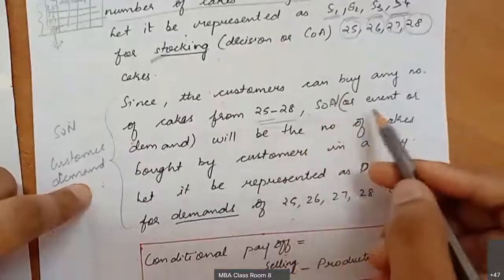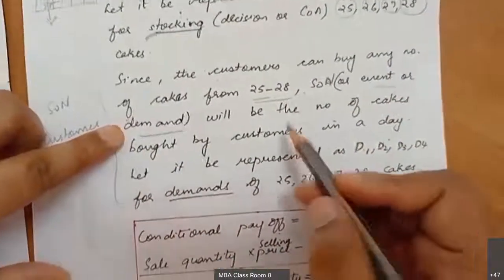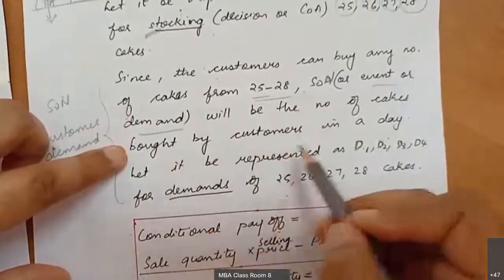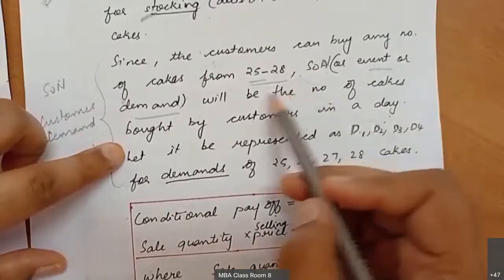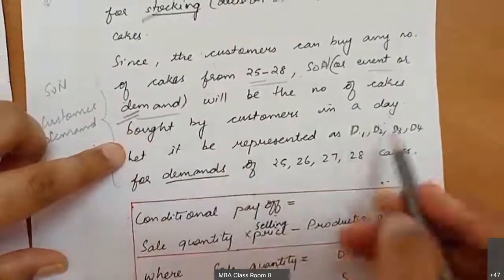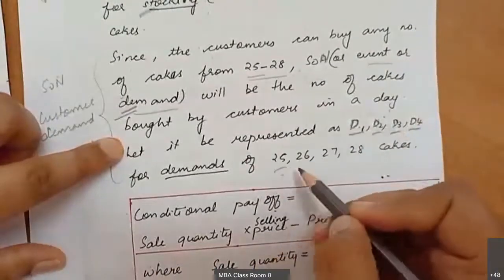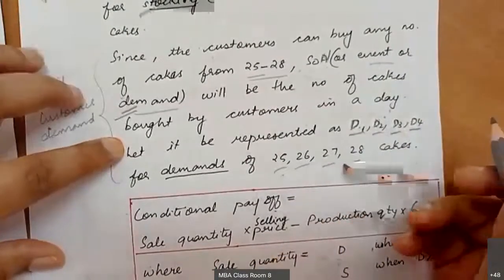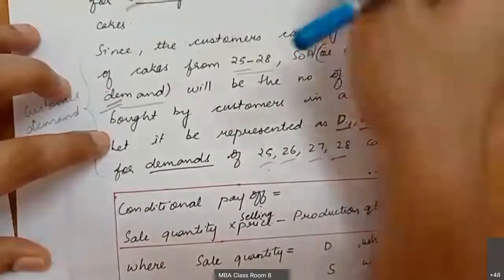SON, states of nature, also called event or demand, will be the number of cakes bought by the customer in a day. Let it be represented as, since it is representing demand, the first letter D: D1, D2, D3, and D4, which correspond to 25, 26, 27, 28 cakes. Clear till now? So we have already decided upon.